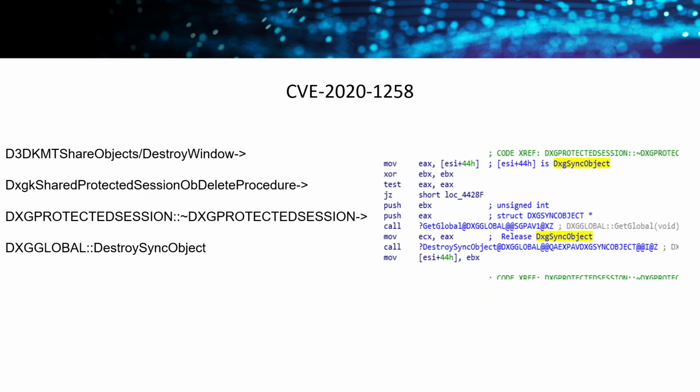And when the DxgkShareObjects function was called for the first time, the object struct on the right was released. When DestroyWindow was called, the DxgkSharedProtectedSessionObDeleteProcedure function was triggered. Finally, it called DxgGlobDestroy to release the same memory again and cause the double free. Okay. This is the first attack surface that causes the bugs.